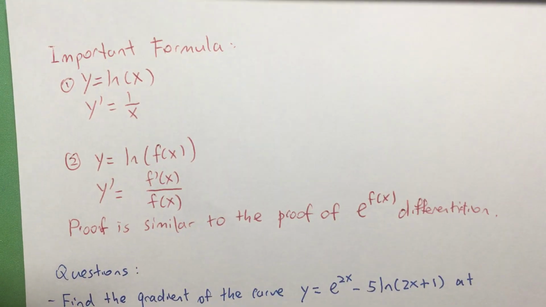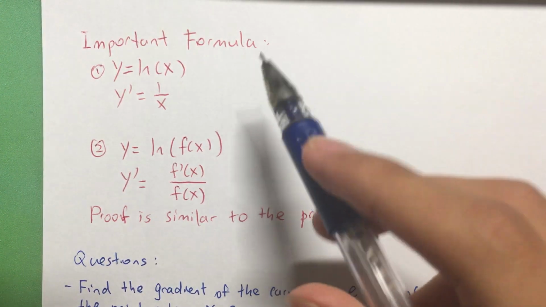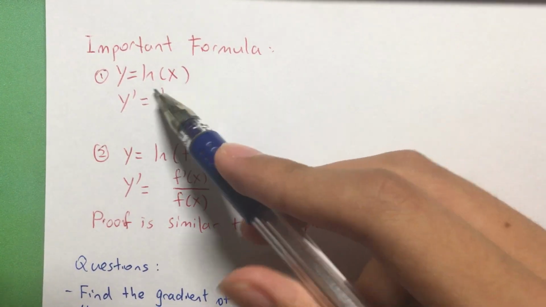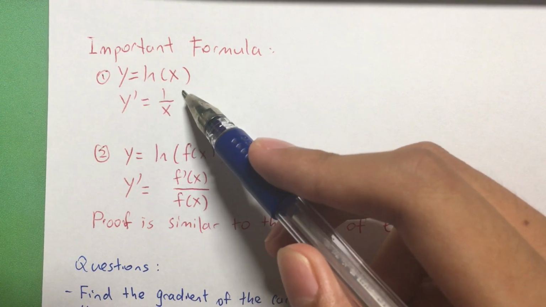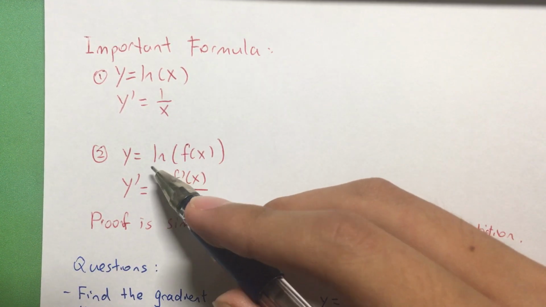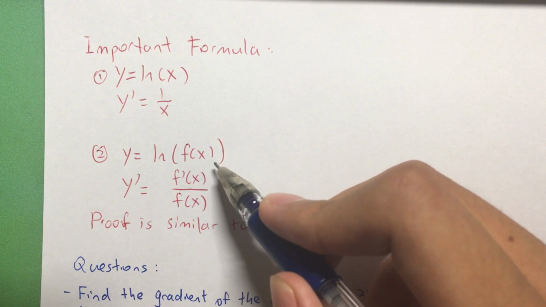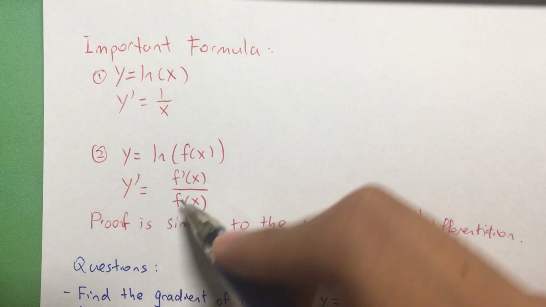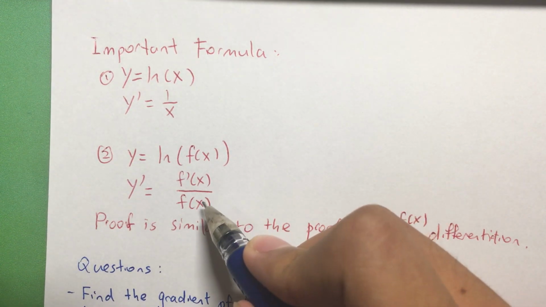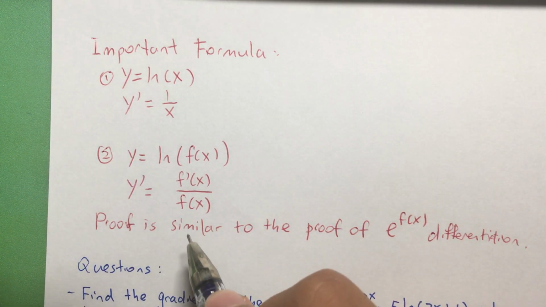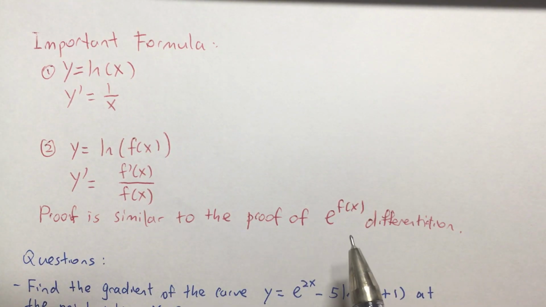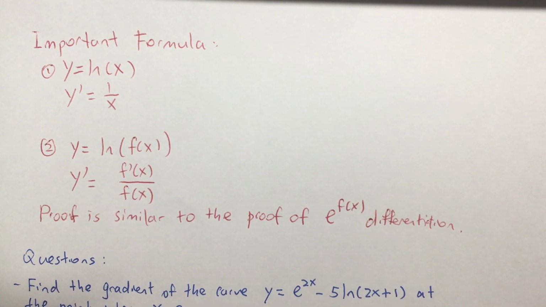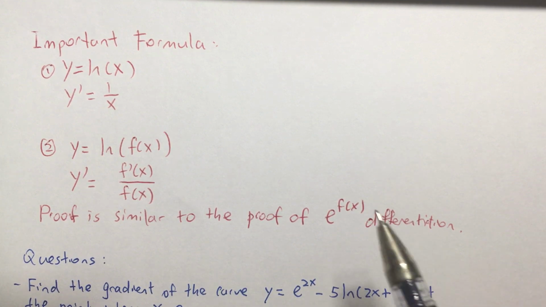And now let's conclude our important formulas. One we have just talked about, which is y equals ln x. However, the second one, which is y equals ln f(x), the differentiation of y is equal to f dash x over f(x). To prove this, it's quite similar to the proof of the differentiation of e to the power of f(x). If you are not quite sure about this, you can check my previous video.